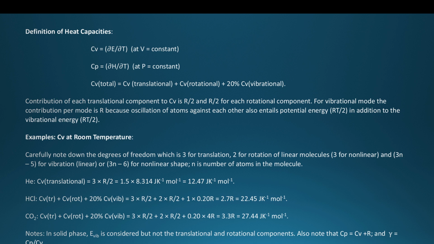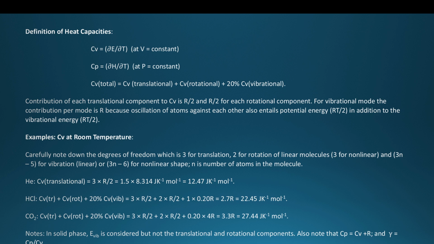Examples of Cv: here Cv and Cp have both been defined. Cv is del E over del T at constant V. Cp is del H over del T at constant P. It means Cv total is equal to Cv translational component plus Cv rotational component plus vibrational 20%.